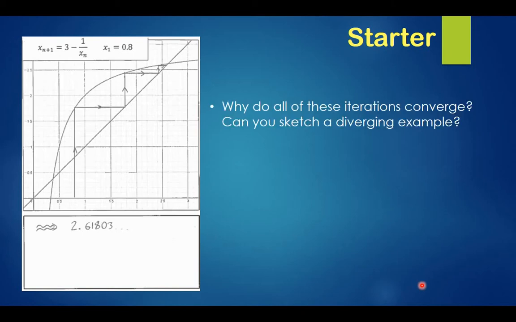So why did every single one of those 8 questions converge? And can you think of how you would sketch a diverging example? Well, if you remember, let's look at the curve here. It's pretty flat at the solution that it converges to, but pretty steep at the one it doesn't. So in order to converge, the gradient has to be between -1 and 1. And if you wanted to sketch a diverging example, you'd simply need to have a steep gradient.